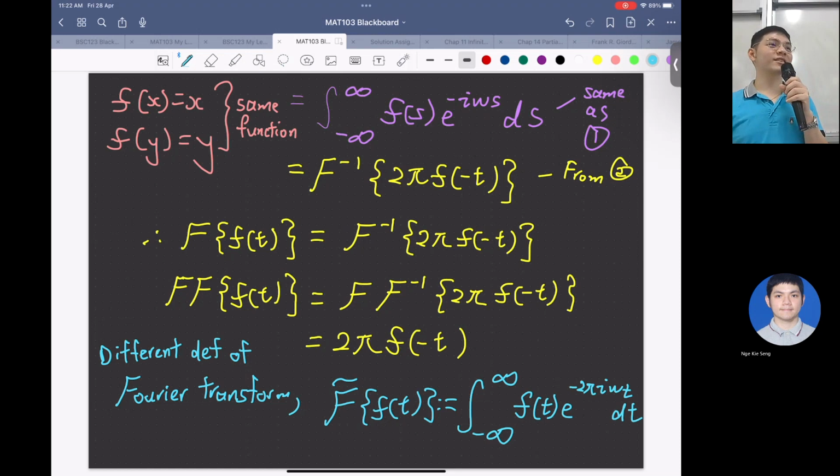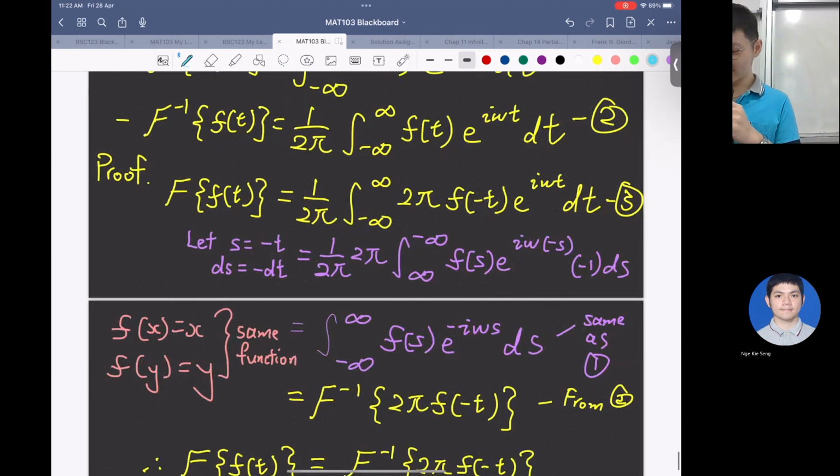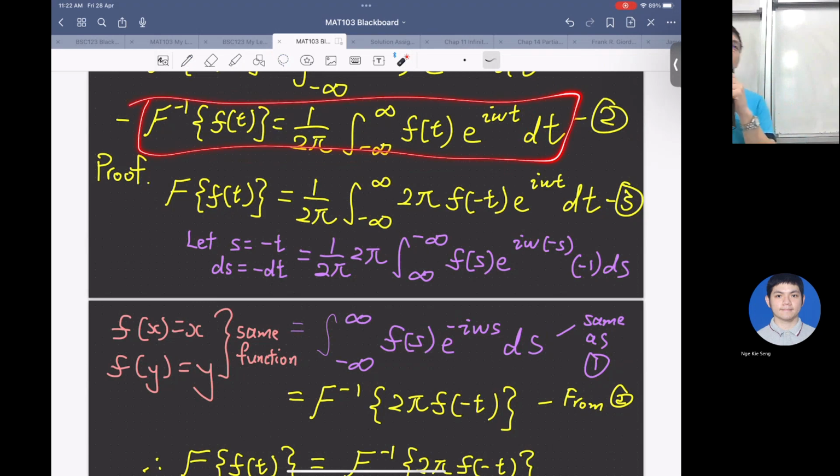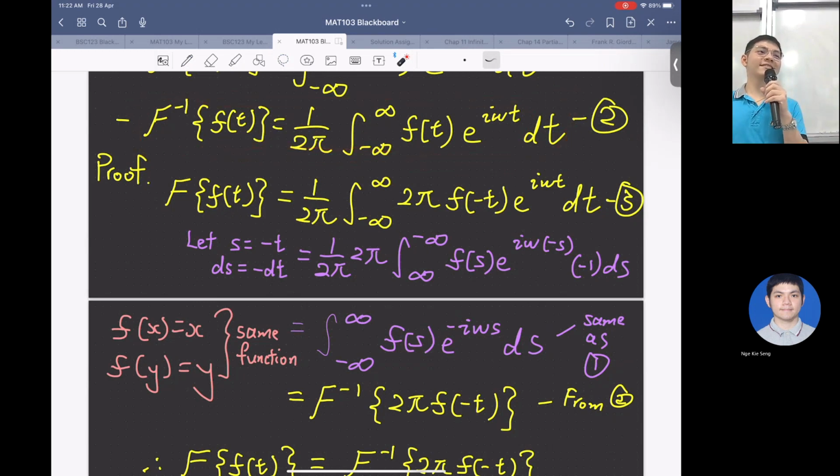Because I don't want to do the integrals, I don't want to talk about how these two come out. So I just give you this definition of the inverse Fourier transform formula. So I start from here.